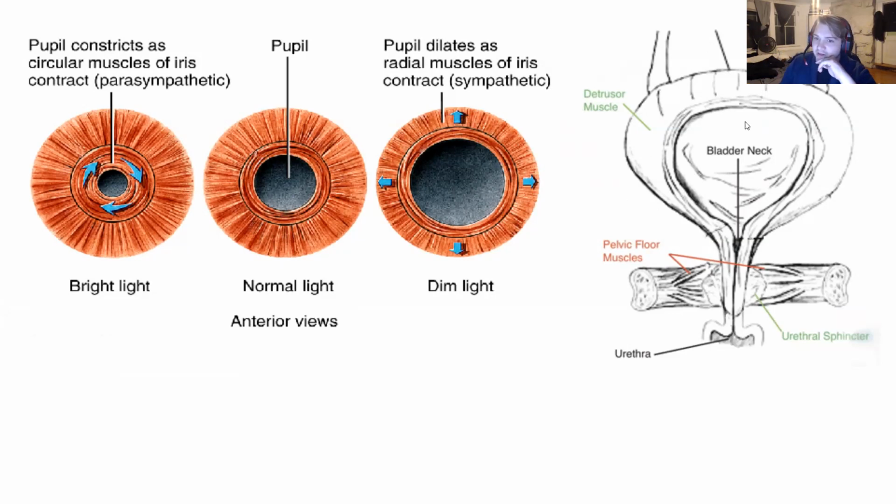Also important to note is we have the detrusor muscle, which surrounds the bladder. And this is the muscle that's in charge of squeezing the urine out of the body when it's ready to urinate.